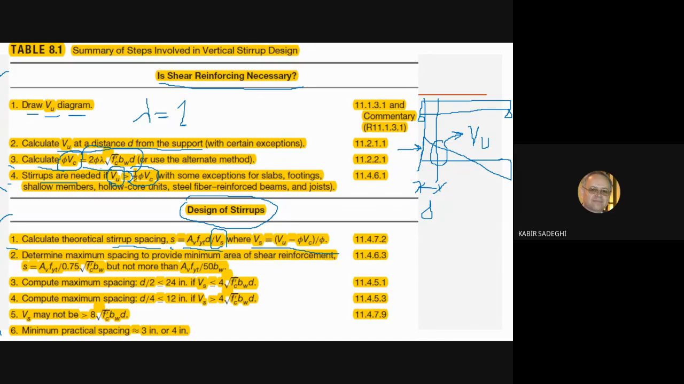In the second step, we check whether the S that we calculated in step one is okay or not. How? We compare with the maximum spacing, provided by the code for the minimum area of shear reinforcement. We calculate S max from here, and it should not be more than the other value. Therefore, we calculate two values here and compare with our original S that we calculated from this formula.